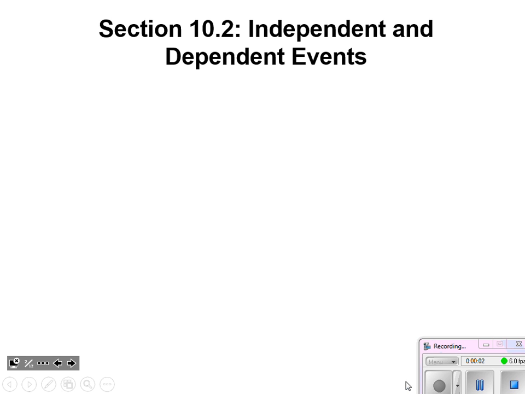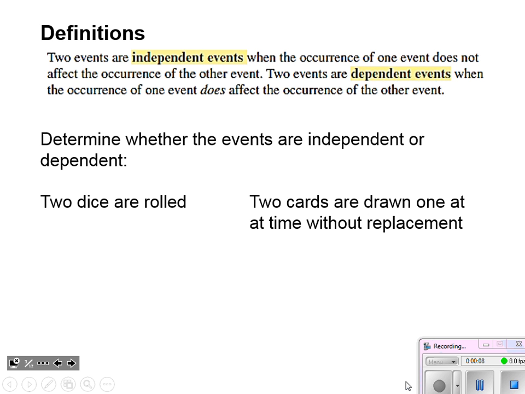Welcome to Algebra 2. Today we've got section 10.2, independent and dependent events. In this chapter we're looking at probabilities. Again, we talked about those in section 10.1 as being a number between 0 and 1. So 0 is a probability that the event will not happen, and 1 means that it definitely will occur, something in between. Well, what if we're talking about more than one event occurring?